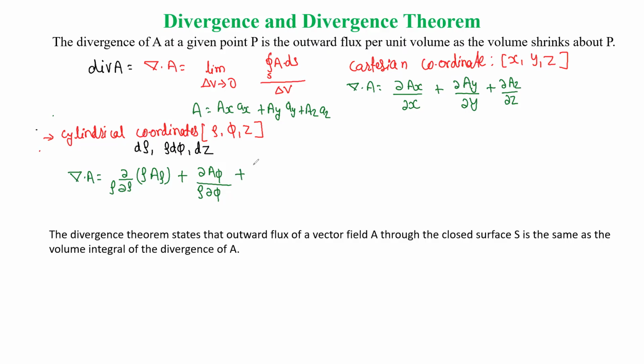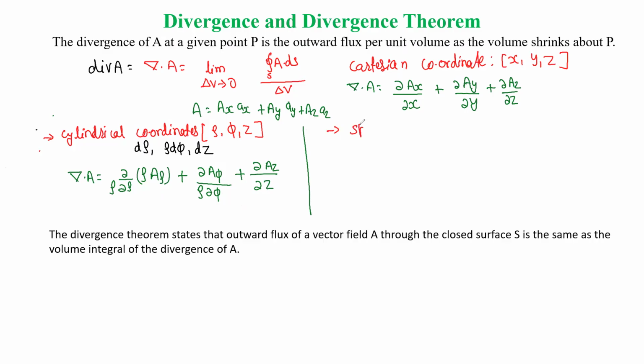Third one is dou Az by dou z. So here we are going to get a scalar quantity. The divergence of any vector gives a scalar quantity. That's why direction is not shown here. Okay. Next, after cylindrical coordinates, what is the next coordinate system?